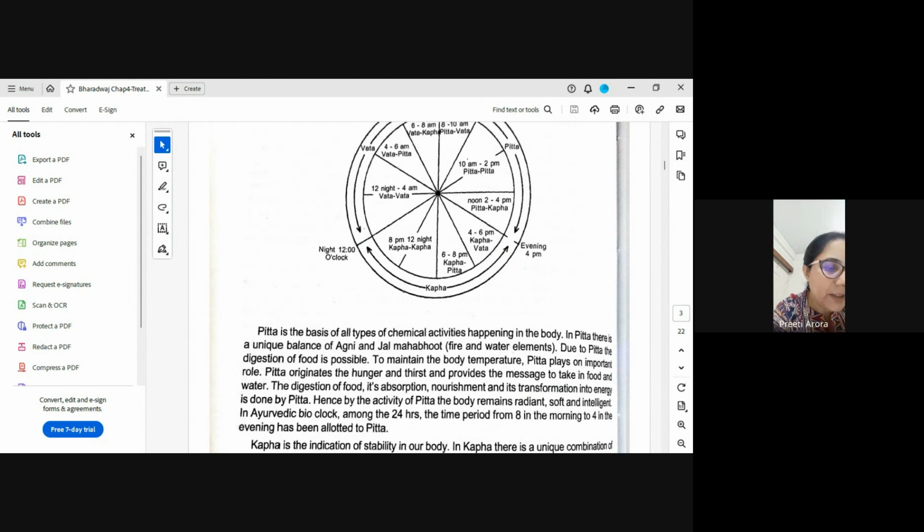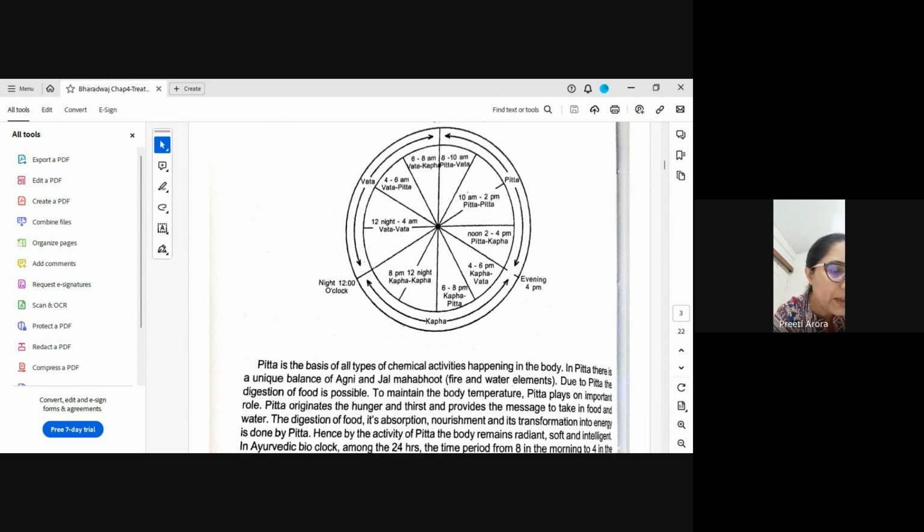When the element is in its own time zone, it has 4 hours. So when we say that 12 a.m. to 8 a.m. is the Vat time, first comes Vat, then Pitta, and then Kapha. They follow this order irrespective of what time we are talking about. Whenever you talk about the time, Vat will always come first. So 12 a.m. to 4 a.m. will be Vat time, and the maximum time is given to the element in its own time duration.